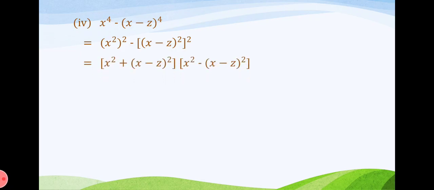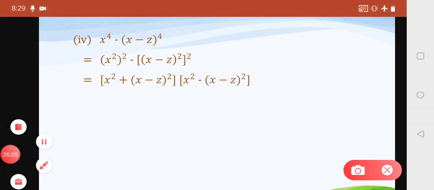So again applying identity number 3, that is equal to (x²)² − ((x − z)²)². So one time we will add both the brackets, another time we will subtract. That is equal to (x² + (x − z)²)(x² − (x − z)²). Now here you can see that this first term has x and the second term also has x as one of its variables.